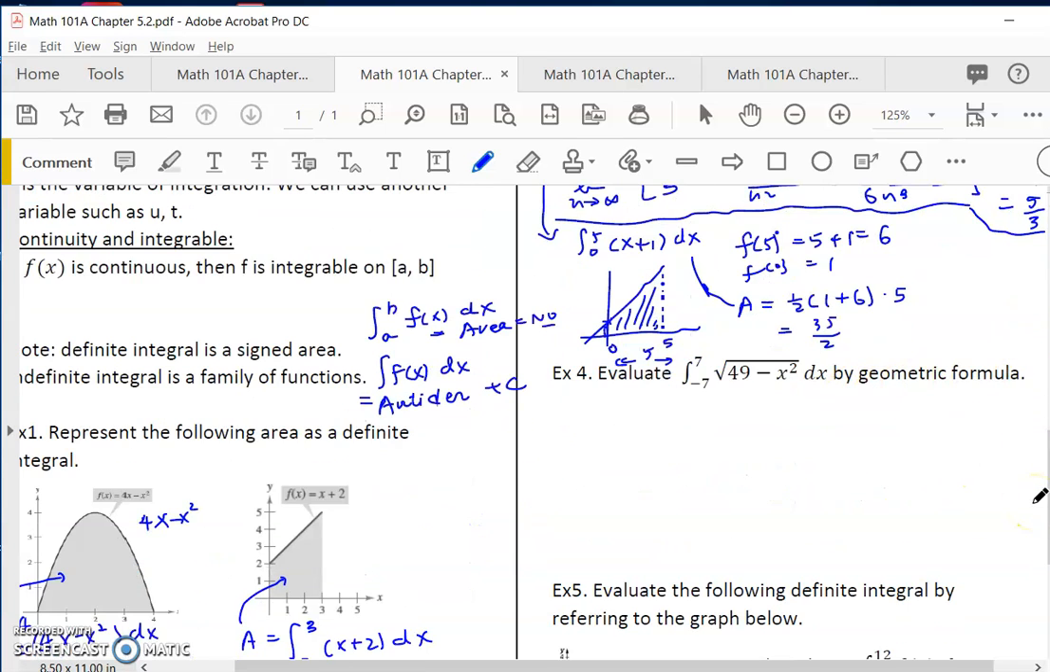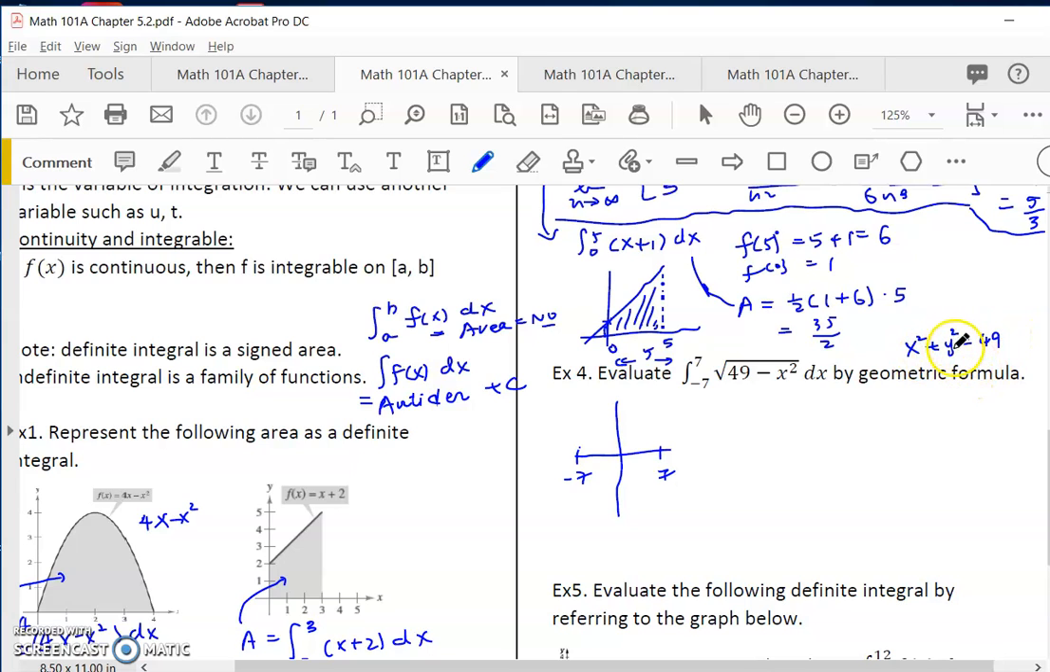The second example is to evaluate this not by Riemann sum. This has a square root, and there's no integration formula that can help you to do this. But if you draw the picture of this integral from -7 to 7, it would be like that. What is this square root of 49 minus x squared? It's actually the half circle of a circle with radius 7, because x squared plus y squared equal to 49 is a circle that has a radius of square root of 49, which is 7.